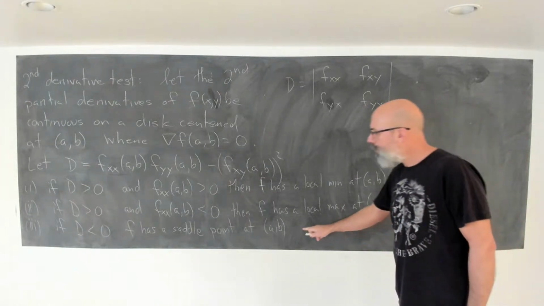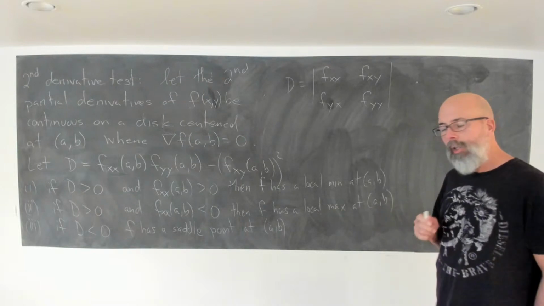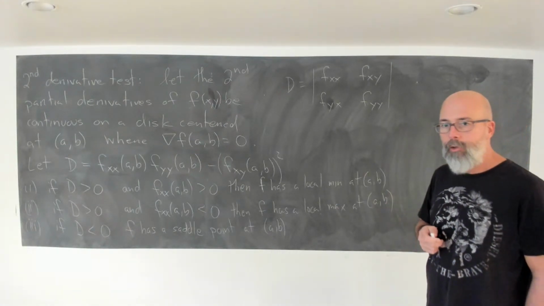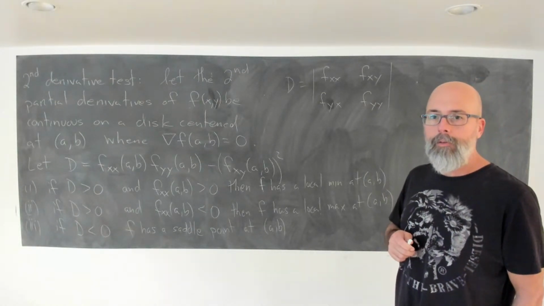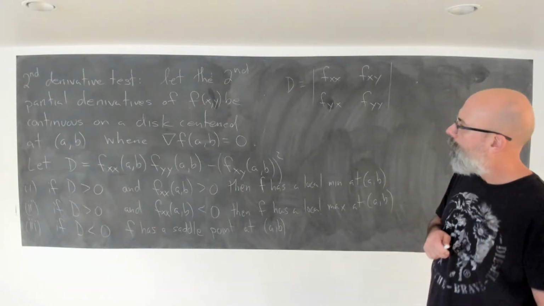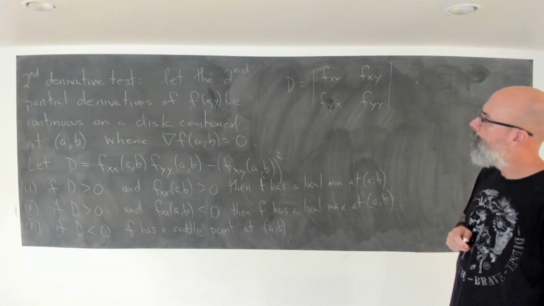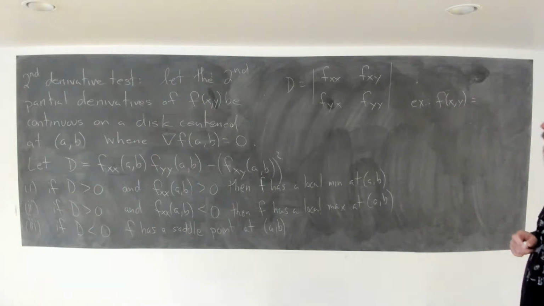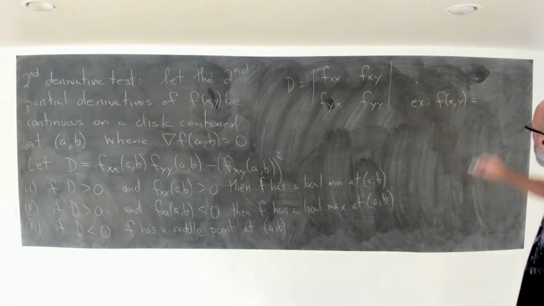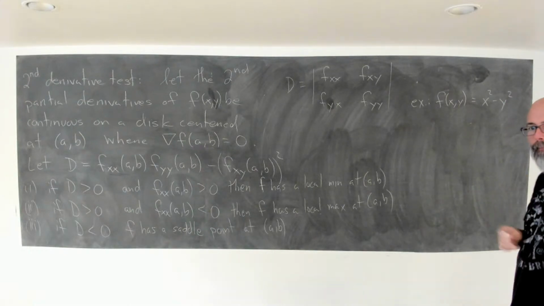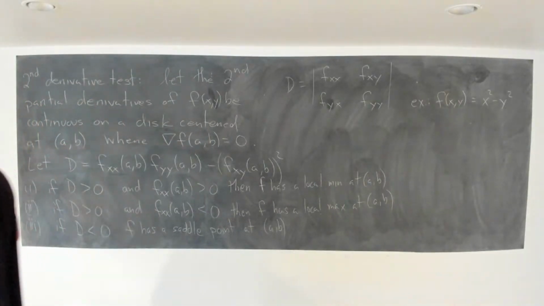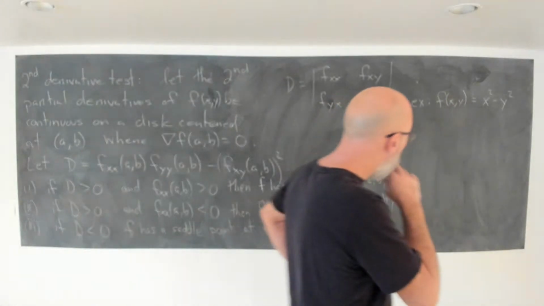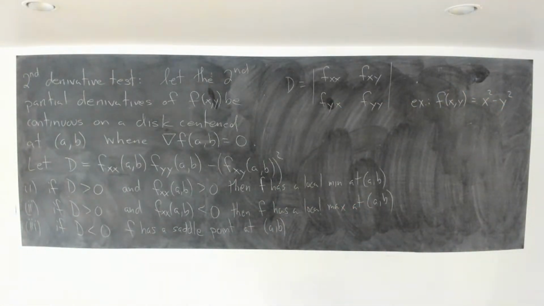What is a saddle point? That's an excellent question. Well, let's consider an example where you have a saddle point, and we'll discuss the graph of that function, and you'll see what happens. So, example, if you take a function, what function do I want to take? x squared minus y squared. What if D is 0? If D is 0, the test is inconclusive. So consider this.